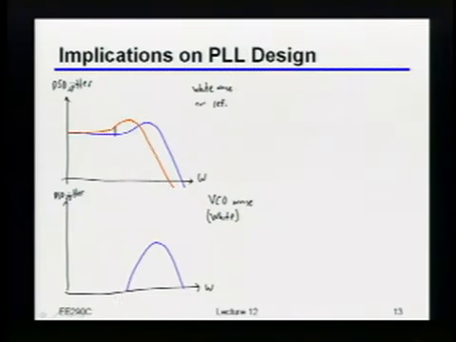So now, if I reduce the loop bandwidth to make that red curve, how is it that I reduce the loop bandwidth? What's the simplest way to reduce the loop bandwidth? Just in general, even in a first order feedback system, how would you reduce the loop bandwidth?